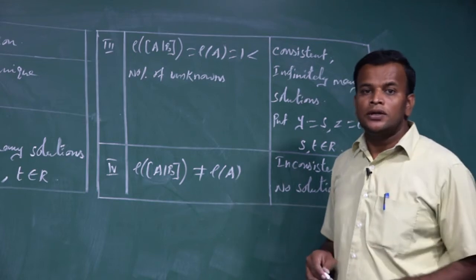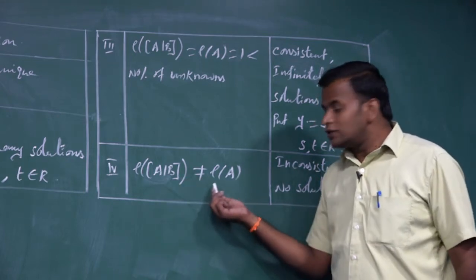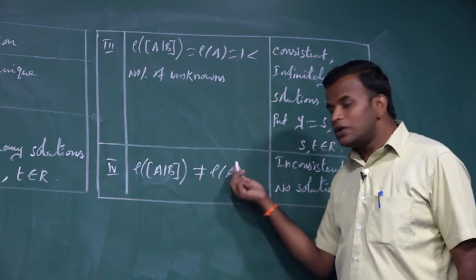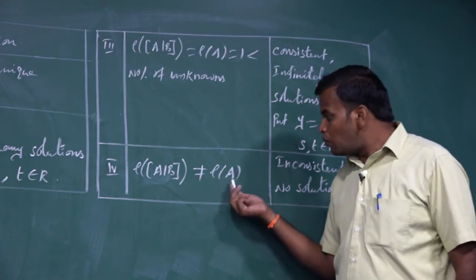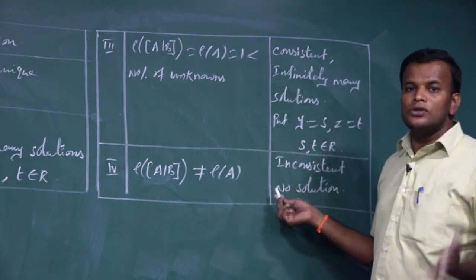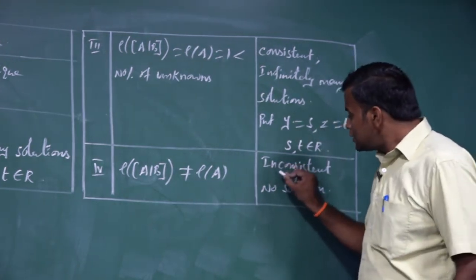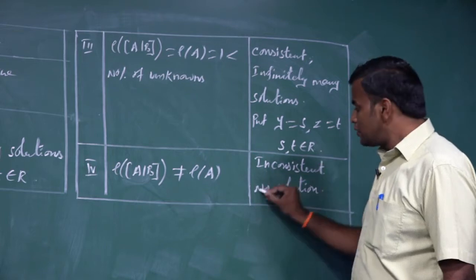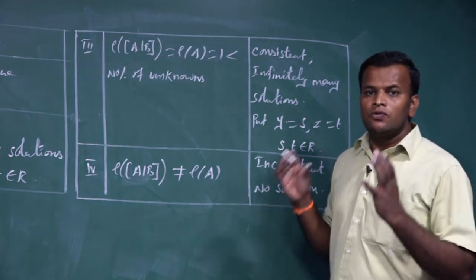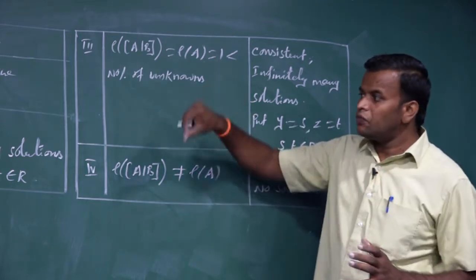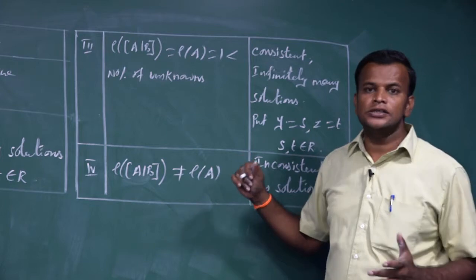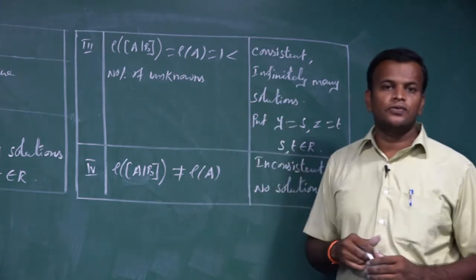And the fourth one, both the ranks are differ. One is 3 and another one is 2, or one is 2, another one is 1. Both the ranks are differ, then there is no way to find the solution. So in this case we see it is inconsistent and the given system has no solution. So first we must memorize this formula. Okay, it's a formula. Just 4 cases in the exercise. This 4 cases is enough.